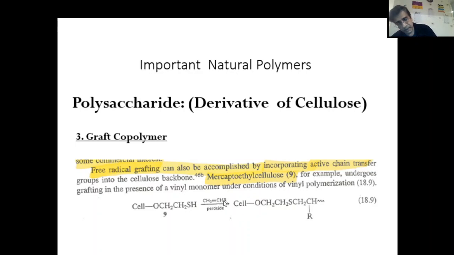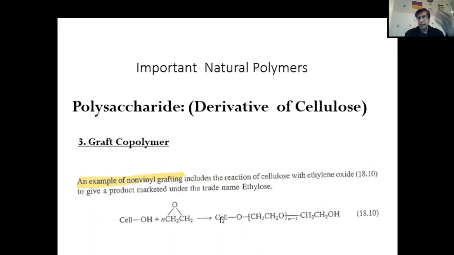Okay, so this can be any monomer like propylene or styrene or anything. That's why I wrote it here R. So any vinyl monomer can be given here and you may be asked to complete the reaction and show the mechanism in all three steps: initiation, propagation, and termination, the same way as we discussed before. Okay, so this is the vinylic grafting, and this is the non-vinylic grafting.